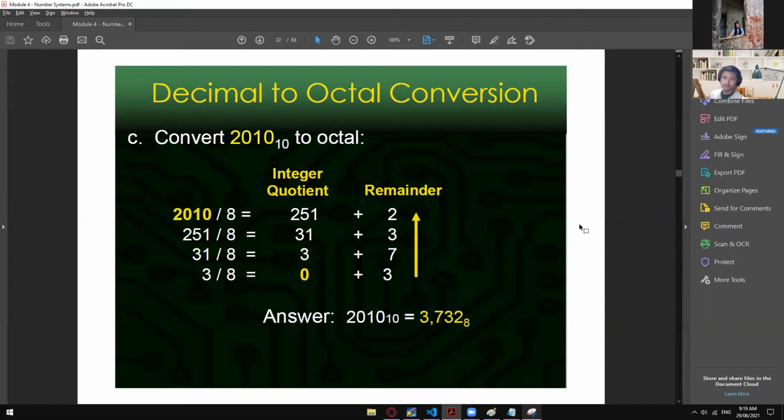So were you guys able to get that one? The 251 and then the 2 on the remainder.